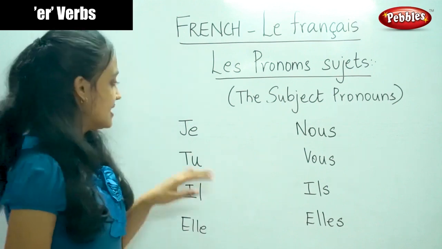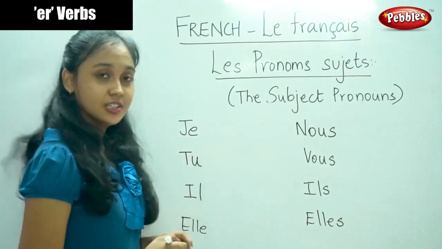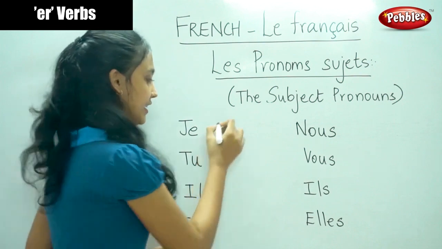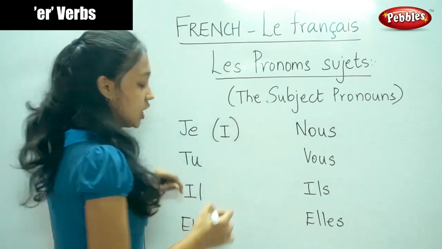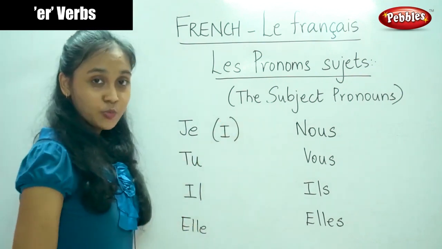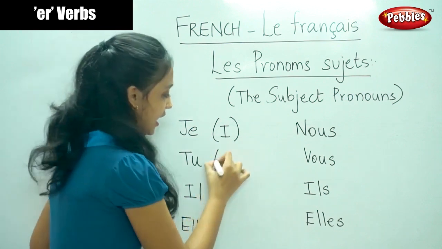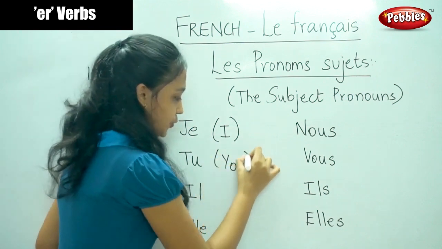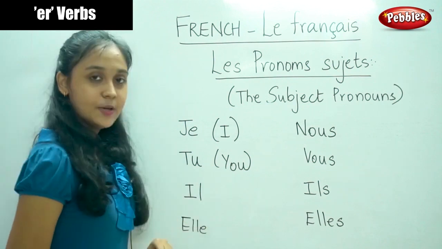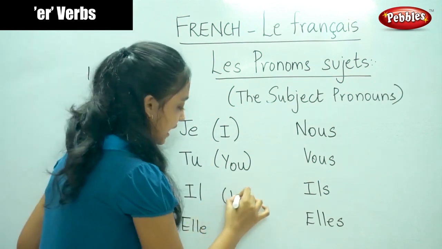So once again, say it along with me. Je. Je means I. Tu. Do you remember what tu means? Yes. It means you. Il means he.